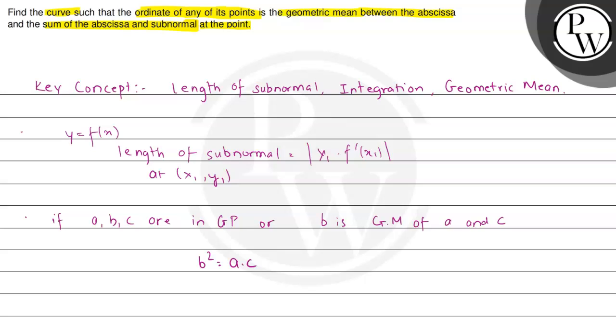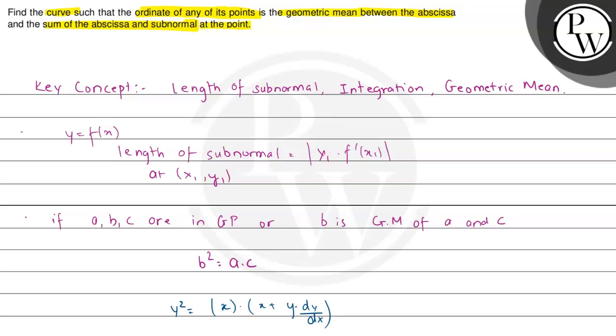We were given that the ordinate of any of its points is the geometric mean between abscissa and sum of abscissa and subnormal. So ordinate corresponds to the y coordinate and abscissa corresponds to the x coordinate. So it is given in the question that y square, which is the square of its ordinate, is equal to abscissa, which is x, times the sum of abscissa and subnormal, which is x plus y times dy by dx. So this is what has been given to us.